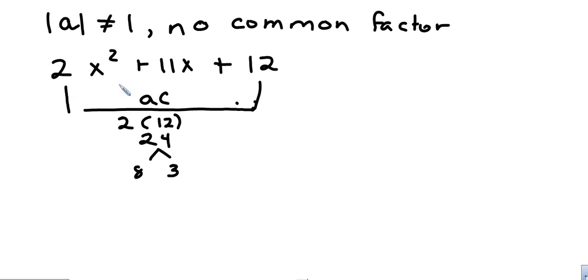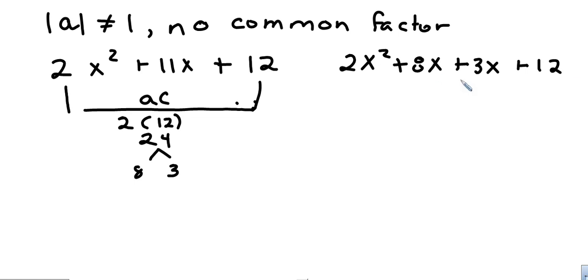So the process we use to do that is we rewrite our quadratic as 2x squared plus 8x plus 3x plus 12. Now notice what I've done here. I have rewritten these two center terms. I've taken this 11x and split it into two pieces, 8x and 3x. So now I look at the first two terms and I ask myself the question, what is the common factor in those two terms? And the common factor in those two terms is 2x. So when I divide 2x out of those two terms, I'm left with x plus 4.